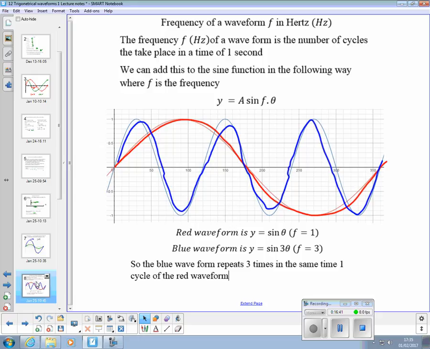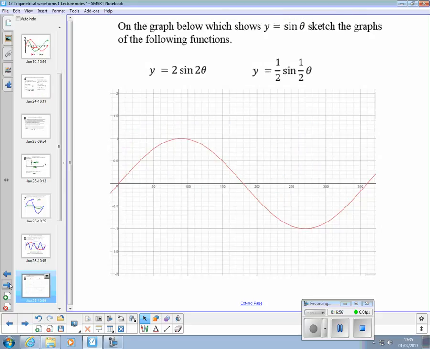So the blue waveform repeats 3 times in the same time that there is 1 cycle of the red waveform. So we're gradually building. On that graph, it shows y is equal to sine x, i.e. f is equal to 1. I'd like you to sketch the graphs y is equal to 2 times the sine of 2 theta, and the graph of half sine half theta.